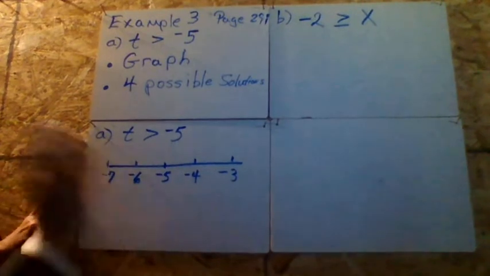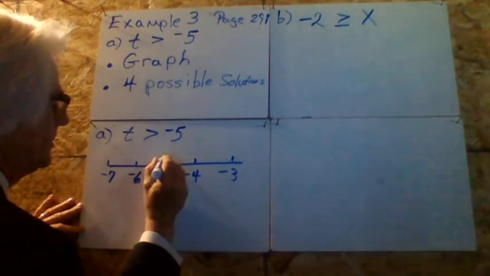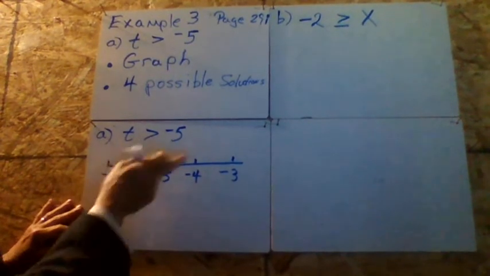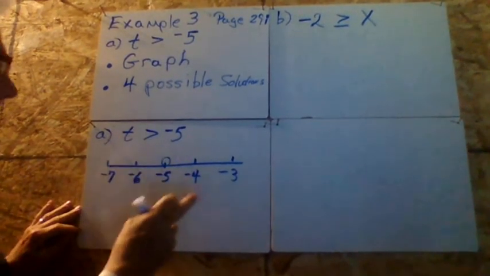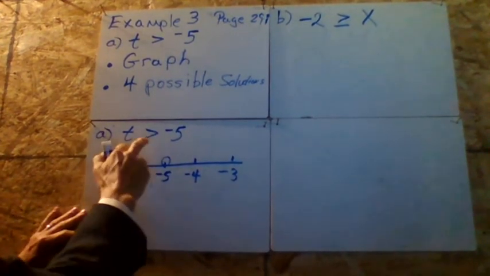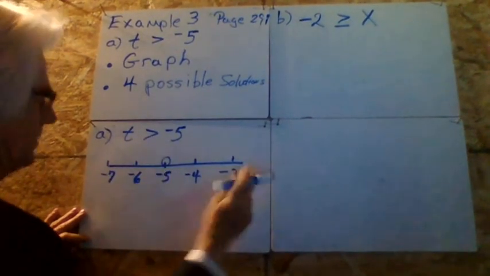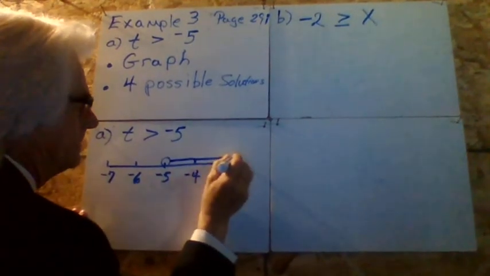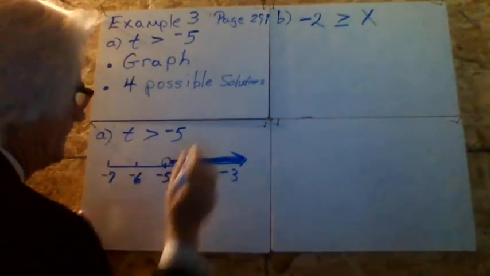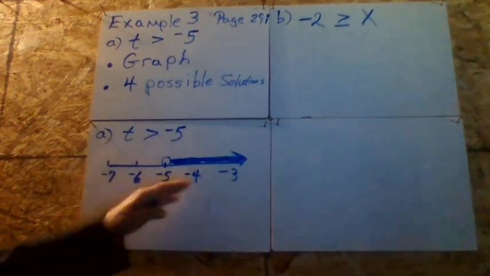So in my case, I start off by going right to the -5. I'm going to put in a hollow circle, because the hollow circle indicates that it's like a greater than or a less than, but it doesn't have the equal section to it. So t needs to be larger than -5. So my larger will be going to my right. So I draw my line in with my arrows. And that's the graph. So this shows t is greater than -5.